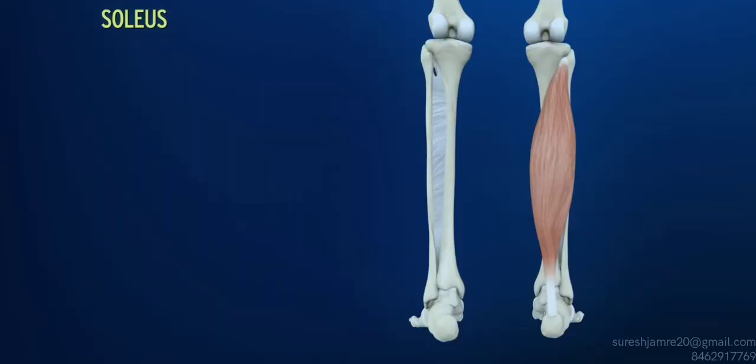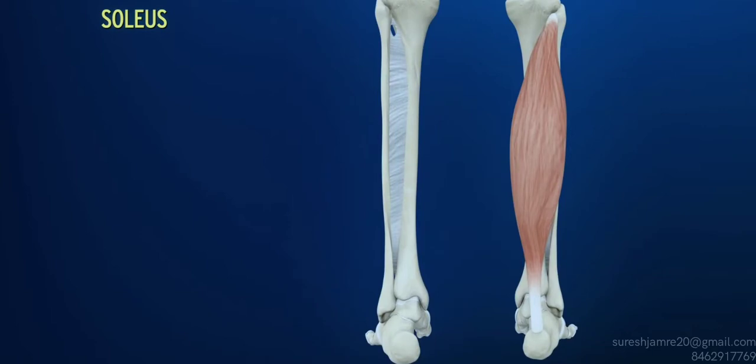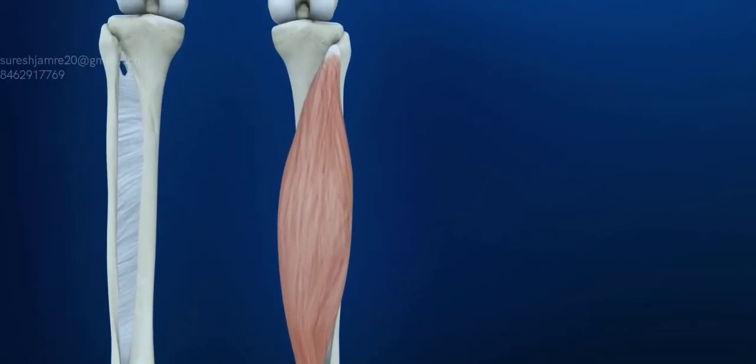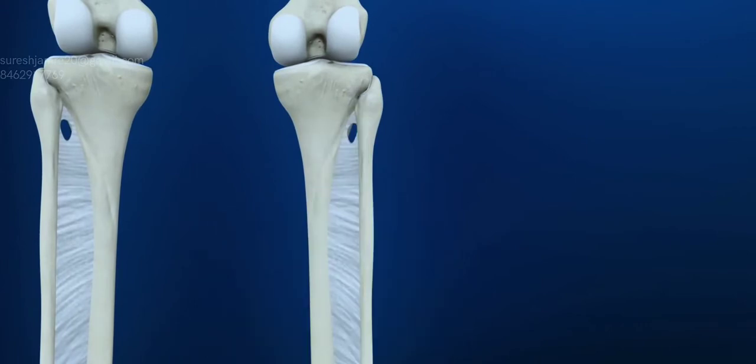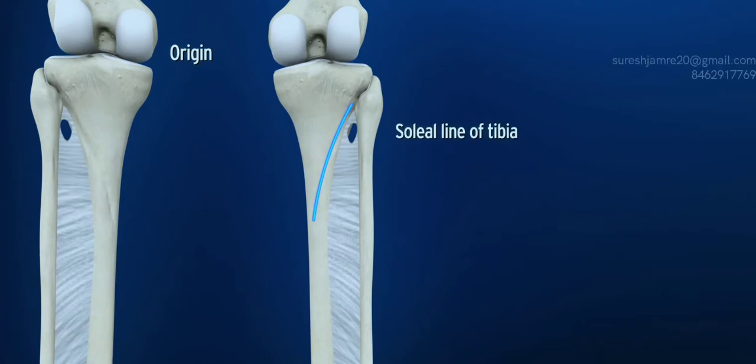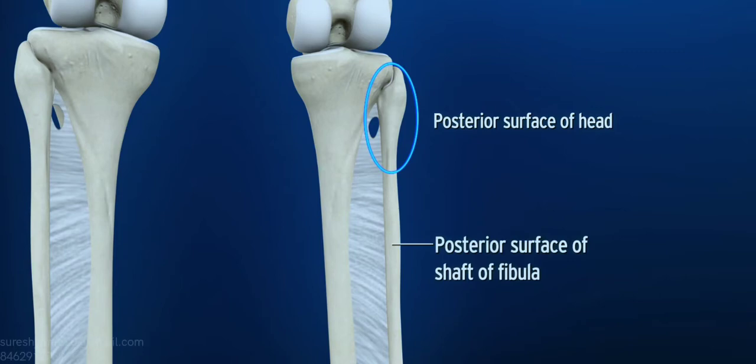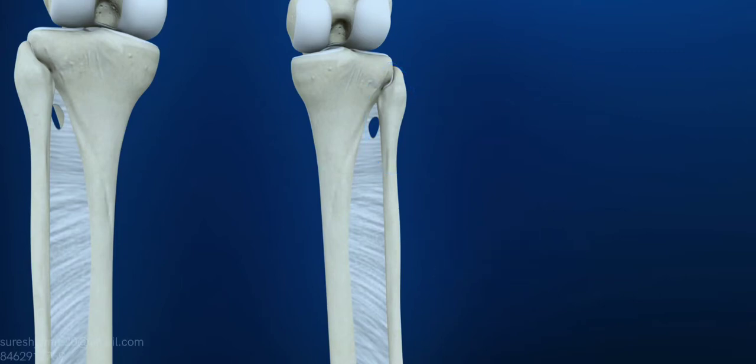Soleus. It is a sole-shaped multipinnate muscle. It lies deep to the gastrocnemius. Origin. Soleus arises from soleal line of tibia, posterior surface of head and upper 3/4 of the posterior surface of shaft of fibula, and tendinous soleal arch which extends between tibia and fibula.